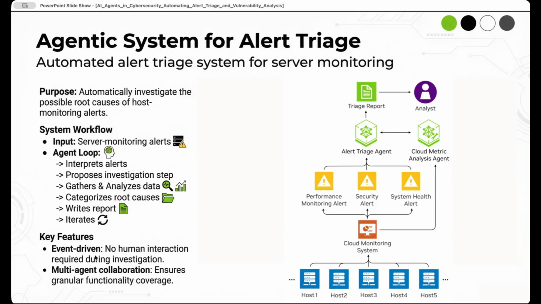So the key features: first is event-driven. There are no human interactions during the investigation phase. But in the end, the results are still presented to your human analyst, right? From the beginning, from the connection to the monitoring system up to the report, it is fully automated without human interaction. And it's a multi-agent collaboration framework. I think right now, shown over here are two agents, to ensure that each LLM can have a more scoped focus to ensure the best performance.